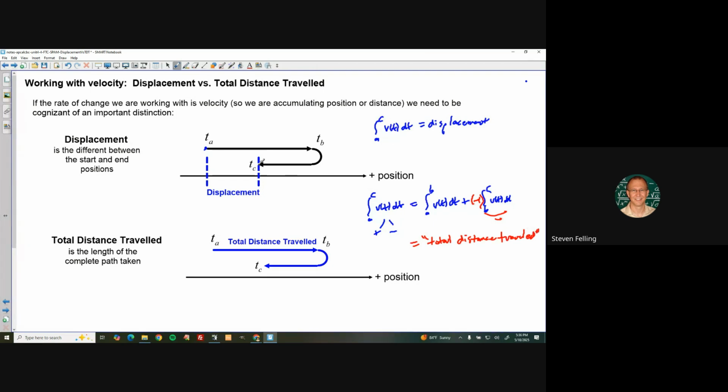Okay, another way to think of that is that you want the velocity to always be positive, so that if it is negative, you want it to act as if it was in the positive direction. Like you can effectively say, don't go backwards, take that same distance and go in this direction. So you could still do the integral from A to C of the velocity, but you'd have to take the absolute value of that to force it to always be positive. That's another way to get total distance traveled.